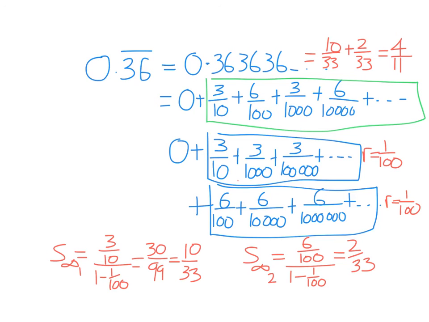So that's what you do when you have different numbers that are recurring. You do them separately, like I did the 3's separately and the 6's separately.